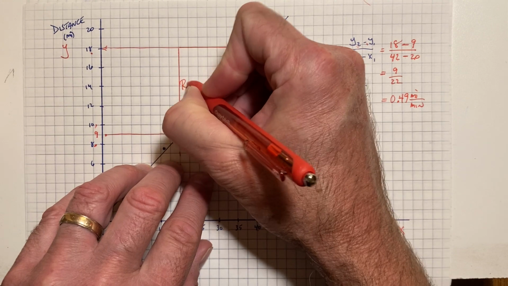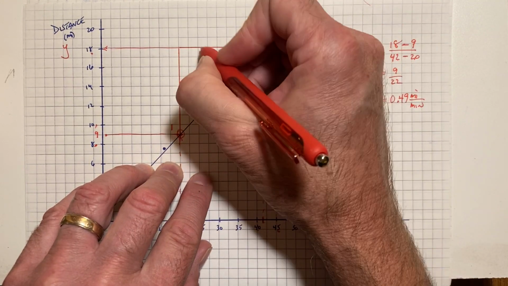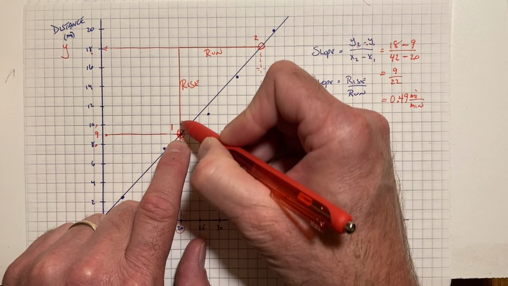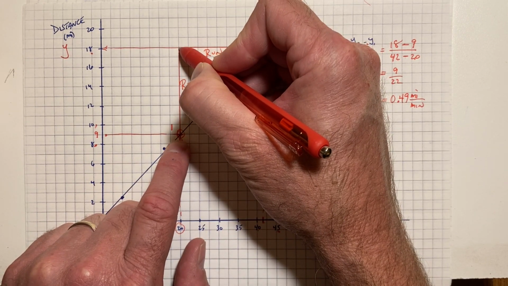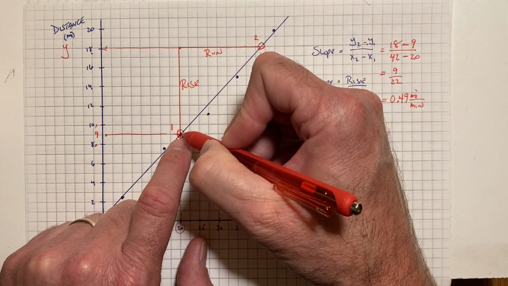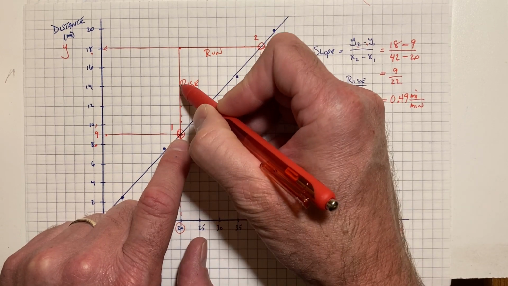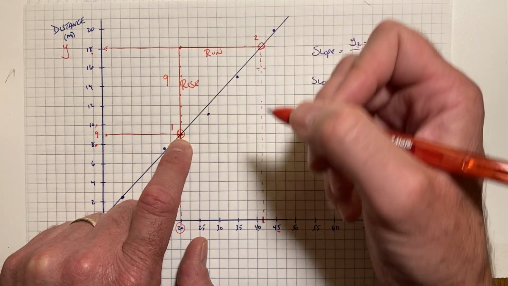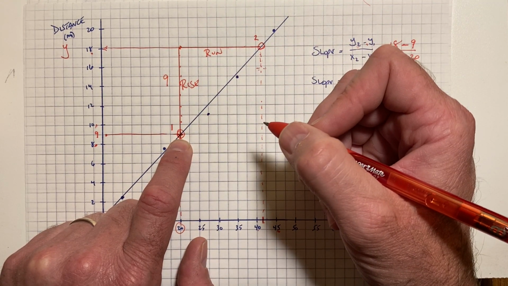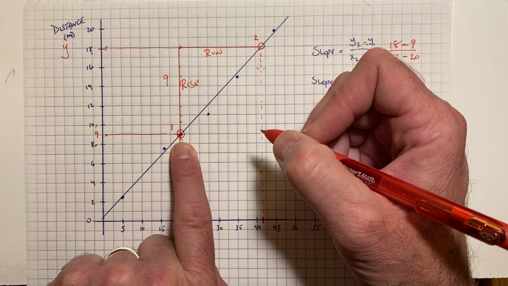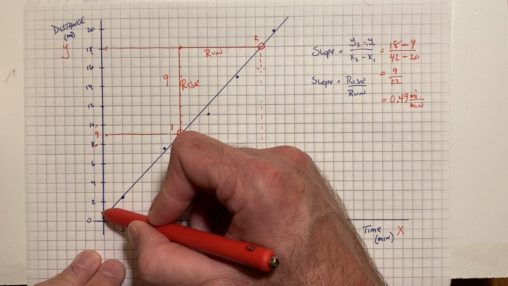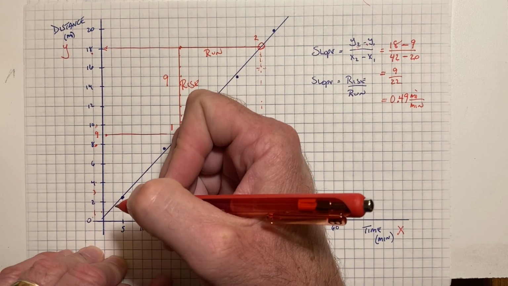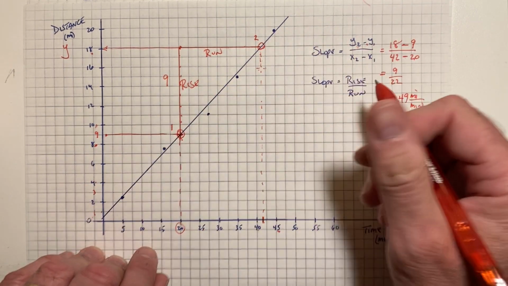So here's the rise. And here's the run. And I rose from 9 up to 18. Now, some of you are going to want to do this. You're going to want to say 1, 2, 3, 4, 5, 6, 7, 8, 9. So that would be 9 as my rise. In this case, you can do that because the scale counts by ones. 1, 2, 3, 4. But do not do that in general.